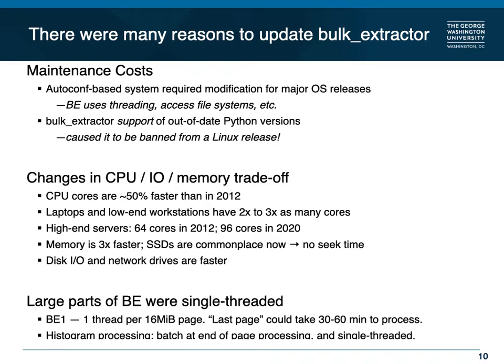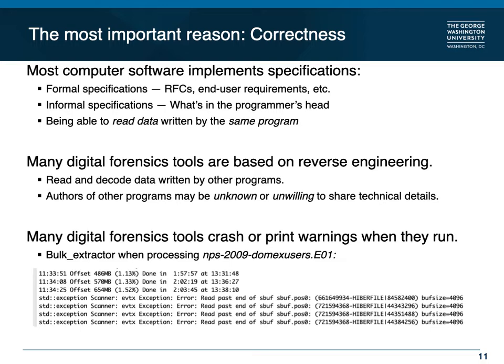There have also been changes in the CPU I/O memory trade-off. The speed and the relative speeds of CPU, I/O, and memory has changed over the past 10 years. And pretty much CPUs are faster, memory is faster, but networks didn't get as fast as CPUs and memory did. It turns out that large parts of bulk extractor were single-threaded, and they really became bottlenecks. They've had to be re-architected so that they could be multi-threaded. Of course, the most important reason to update a tool is correctness.